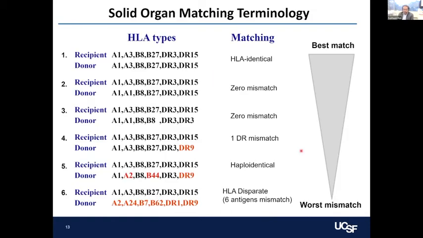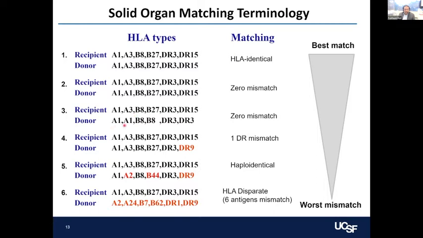In terms of organ matching terminologies, what I'm showing here are some examples. The recipient typings, A, B, C, DR, just for educational purposes, I stay with simplicity. Then the donor typing having the same profile, we call them an HLA identical donor. The second scenario is the A locus is the same antigen, A1, homozygous, not like the recipient's A3. It is different, but there are no different antigens in the donor. So there is no mismatch, and we call them zero mismatch.